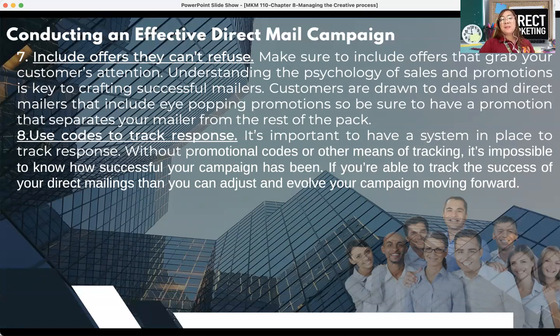Next, the number 8 here would be use codes to track response. So it's important to have a system in place to track response. Without promotional codes or other means of tracking, it's impossible to know how successful your campaign has been. If you're able to track the success of your direct mailings, then you can adjust and evolve your campaign moving forward. You can see that there are some promotions that we are engaged in na kailangan may time duration, or otherwise meron pa silang mga code na binibigay minsan doon sa promotion na yun.